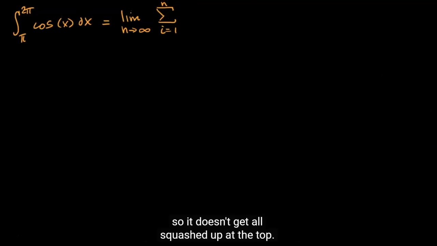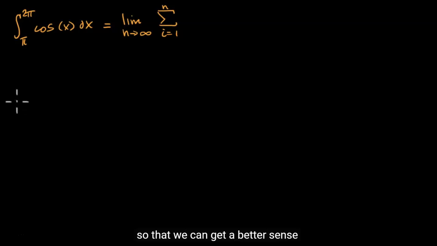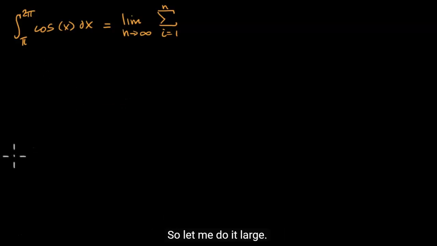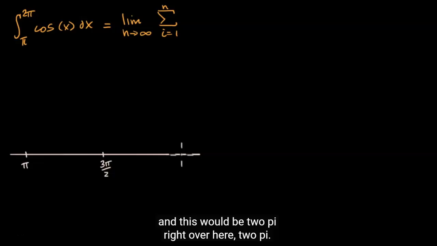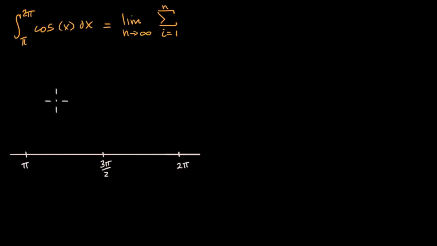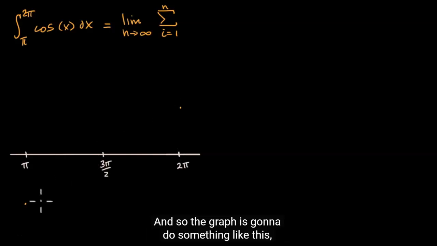Let me scroll down a little bit so it doesn't get all squished up at the top. And so let me draw what's actually going on so that we can get a better sense of what to write here within the sigma notation. So let me do it large. If this is pi right over here, this would be 3 pi over 2, and this would be 2 pi right over here. Now what does the graph of cosine of x do? Well, at pi, cosine of pi is -1. We'll assume that's -1 there. And cosine of 2 pi is 1. And so the graph is going to do something like this.